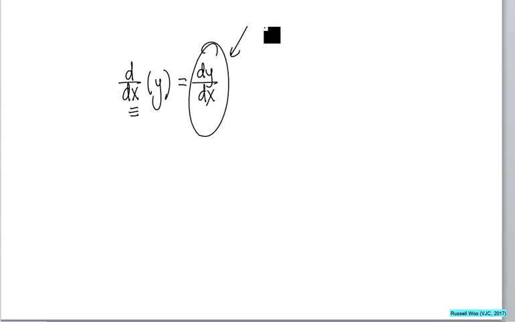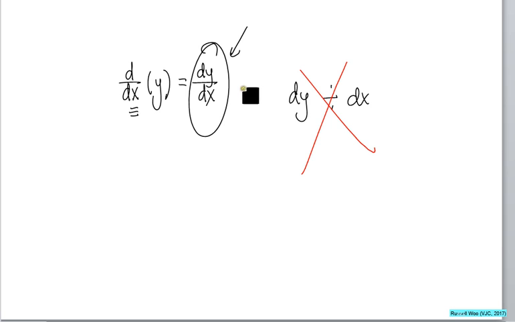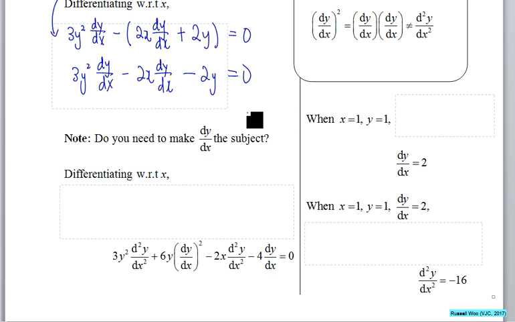And dy dx is not dy divided by dx. If you break it up, it has no meaning. These two are not the same. This is not dy divided by dx. This is seen as one function, you don't break it up. Breaking it up has no meaning whatsoever. You follow? Okay, next. Let's try and differentiate this.